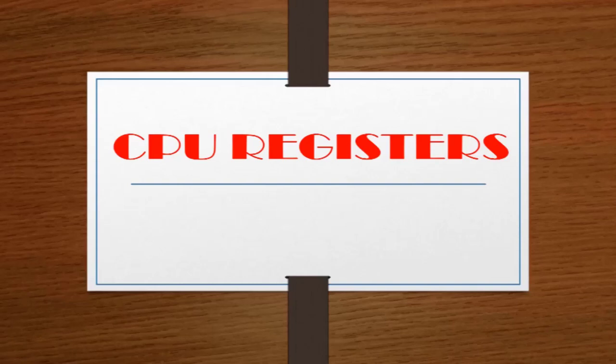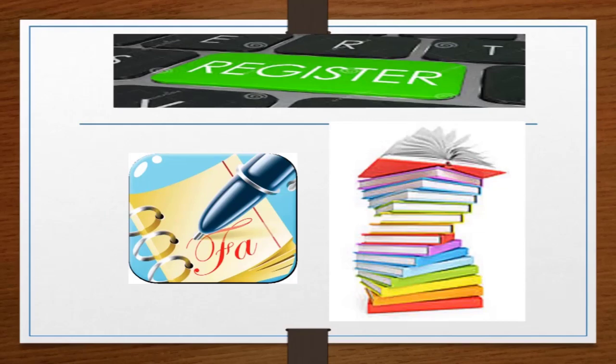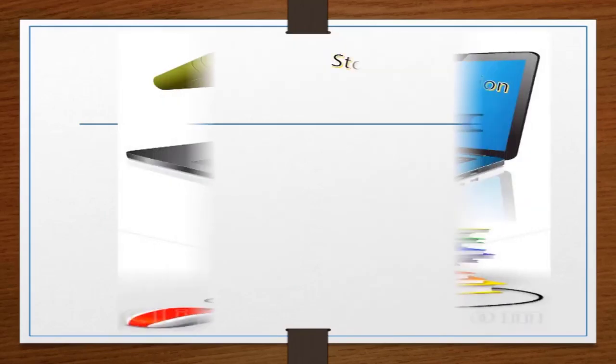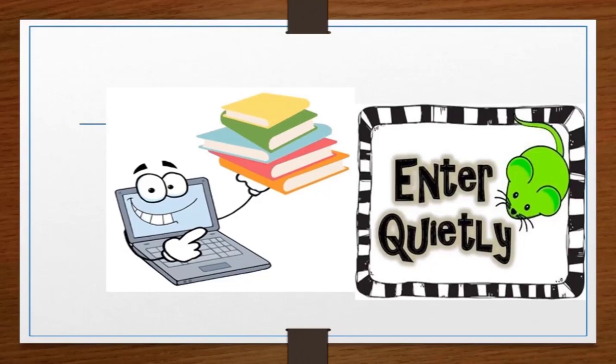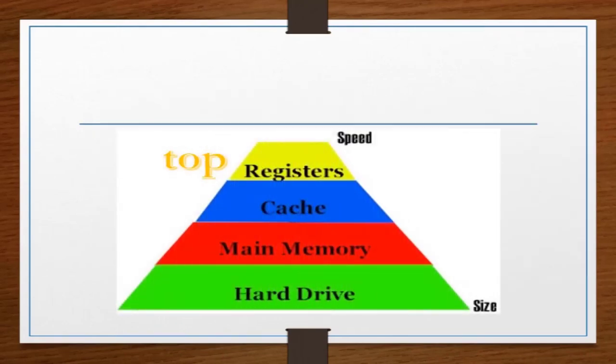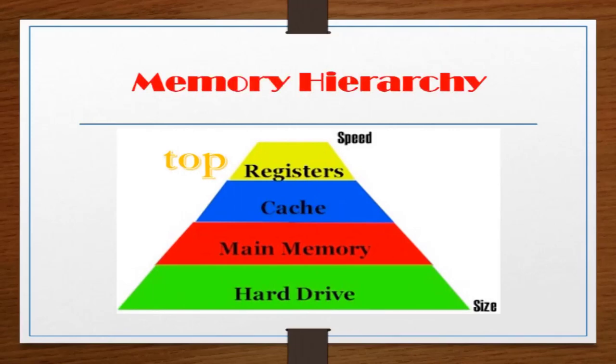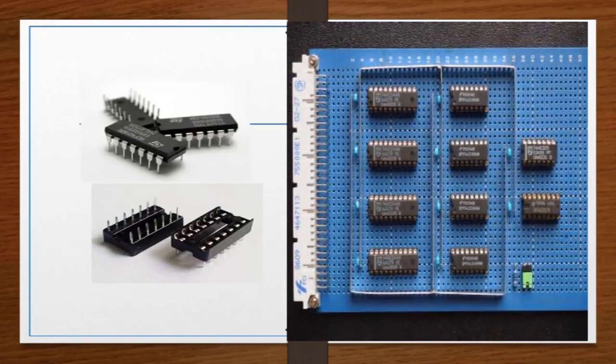Today we're going to discuss CPU registers. A register is a memory space to store data. They are the data holding places in the CPU, and they are very fast memory devices. That is why they are at the top in the memory hierarchy. A processor or a CPU has various types of registers, each having specialized functions to perform.